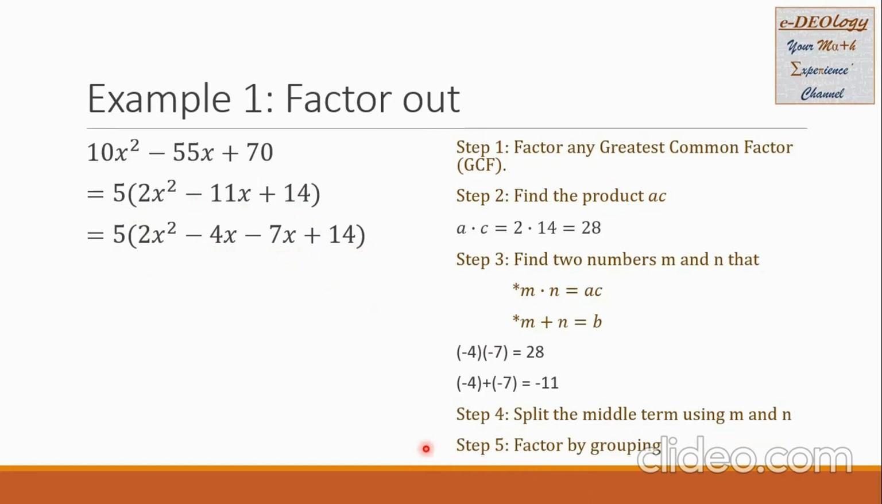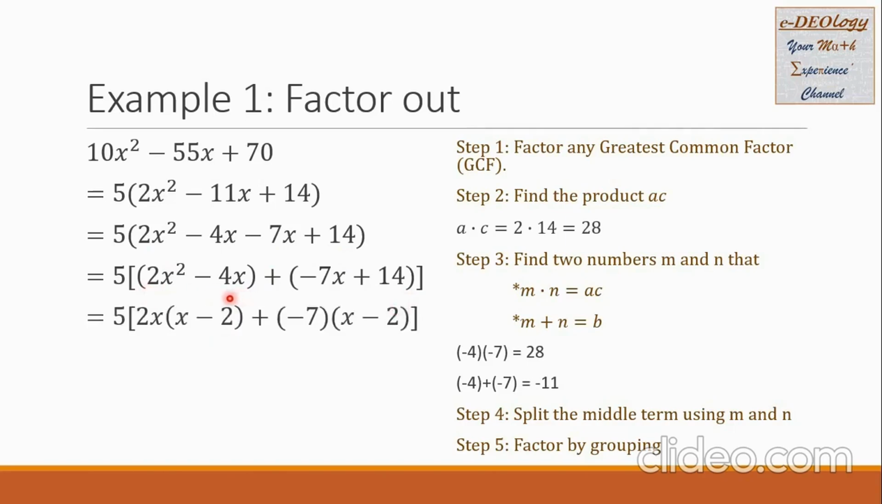And in step 5, we're going to factor by grouping. So we have here 4 terms. We're going to group the first 2 and also the last 2. So the 2x squared minus 4x is now in one group. The negative 7x plus 14 is in another group. And using that factor by grouping, we are going to factor out a common factor or greatest common factor for these 2 terms. Also, we will do the same on the next group.